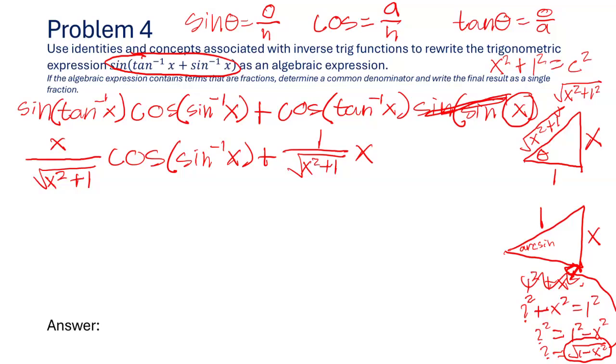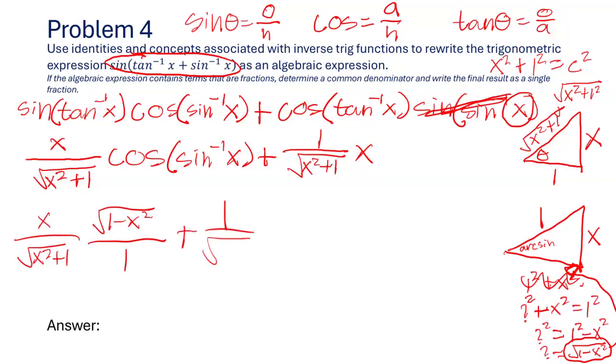So our cosine of that, cosine is adjacent over hypotenuse. So I'm just rewriting this stuff from before. And then adjacent is the thing we just found, the square root of 1 minus x squared, over hypotenuse is 1. And then plus the square root of x squared plus 1 times x.